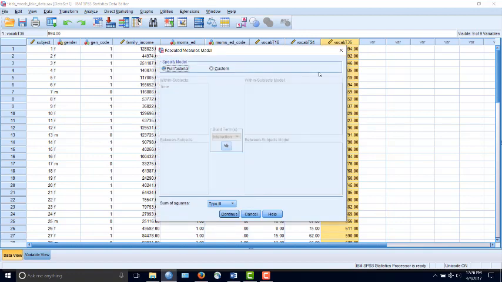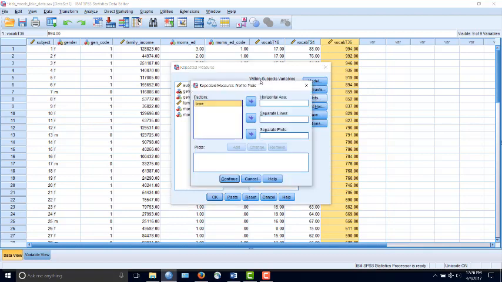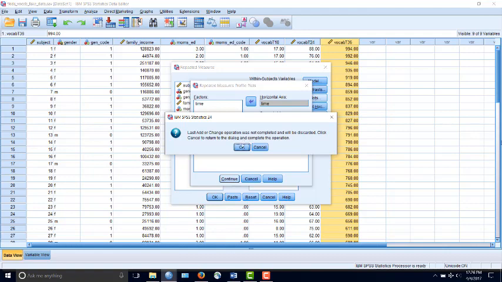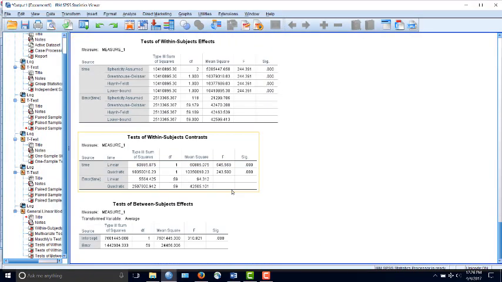I'll just go in here and see if there's anything I would like to look at. You can ask for plots, I suppose. We'll see what that looks like. I'm going to go ahead and click OK.